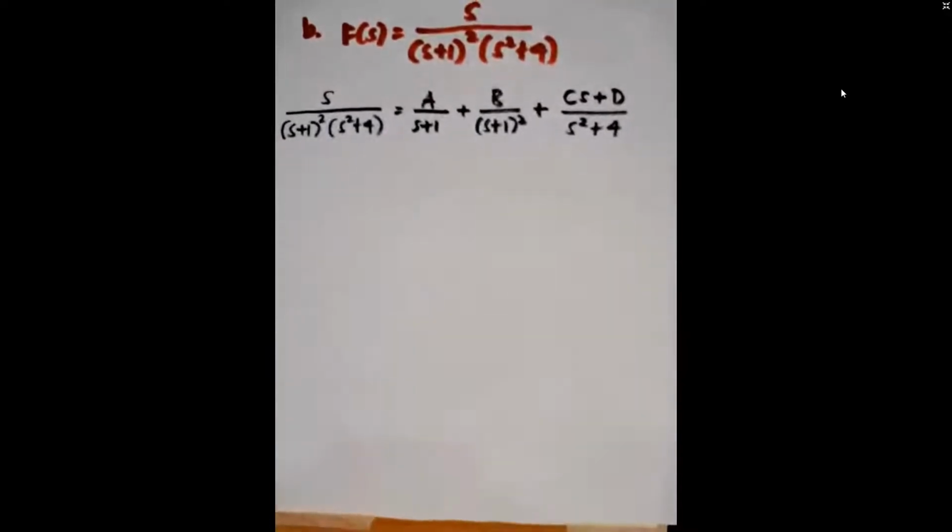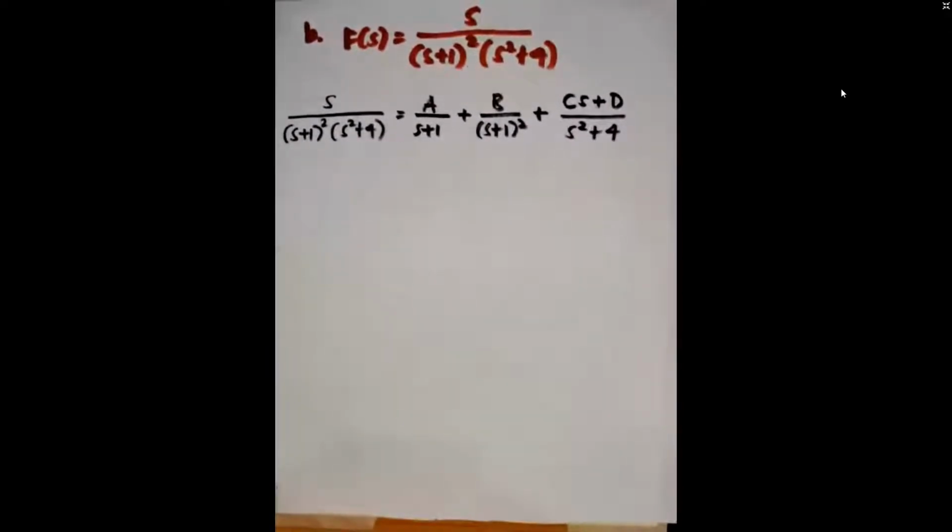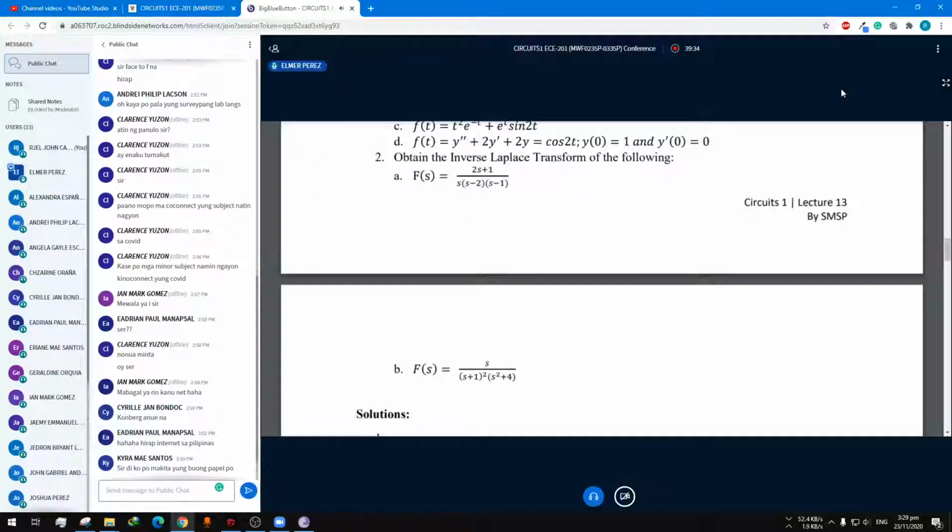Hanggang case 4 lang tayo. Case 1 is linear distinct. Case 2 is linear repeated. Case 3 is non-repeated na quadratic. And case 4 is quadratic repeated. Ayan. So let's solve for A, B, C, and D.